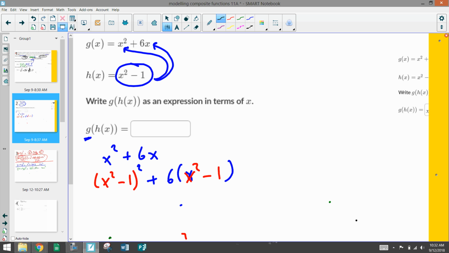Same example. We're taking the square of a binomial. It's x squared minus 1. Take the first term squared. What is x squared, squared? X to the power of 4. x squared parentheses squared is equal to x to the power of 4. Good job.